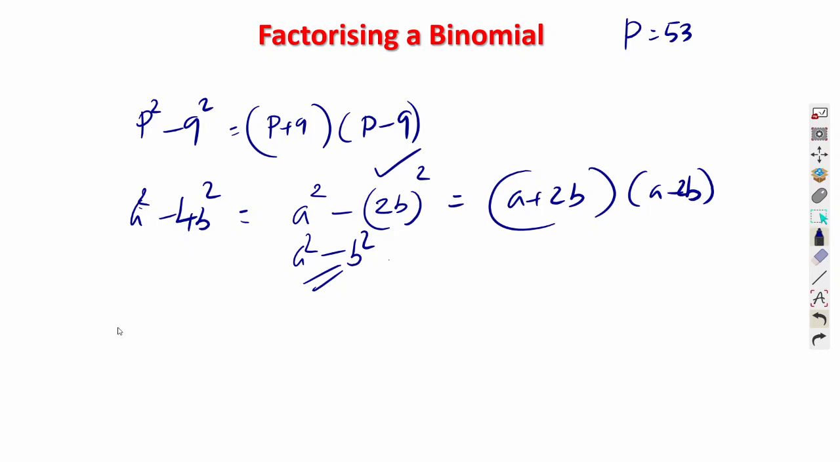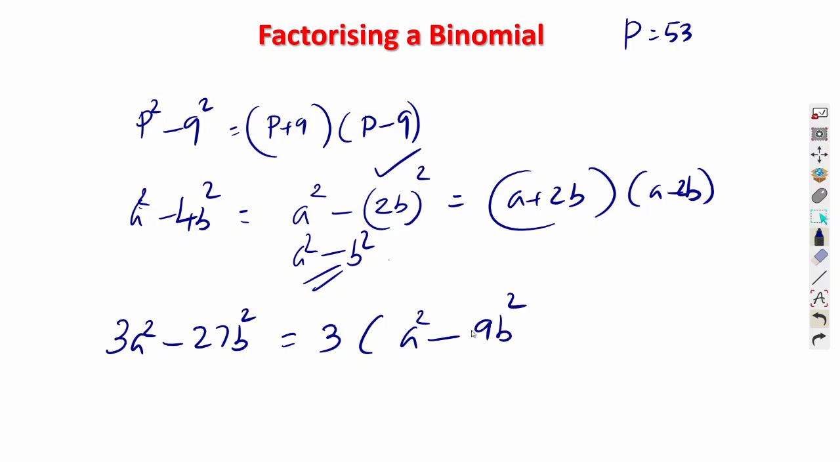I will take one more example from your textbook: 3a square minus 27b square. This has been given to you to do. So you have to convert that into such a form that you can apply a square minus b square. What to do for that? There should be a square minus b square. 3 cannot be part of any a square, so we will take the 3 out. Then we write a square minus 9b square. See, it became almost the format of a square minus b square.